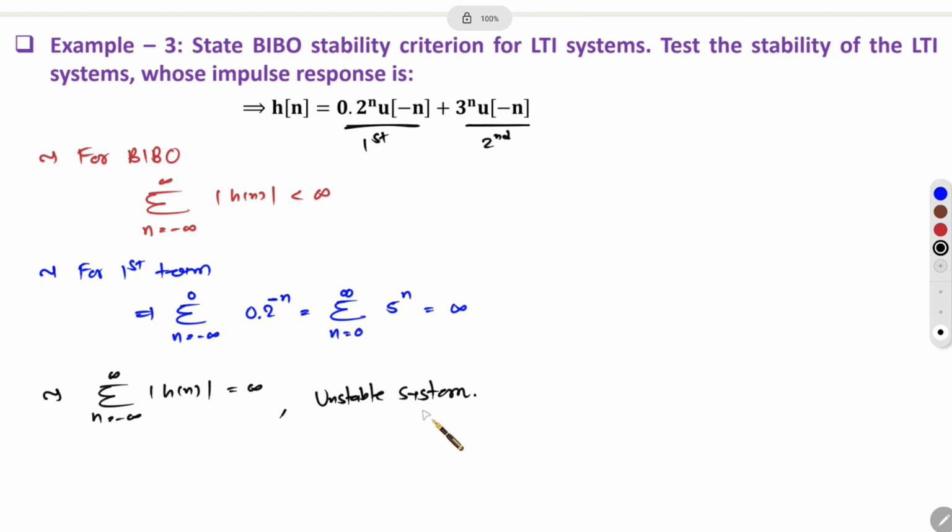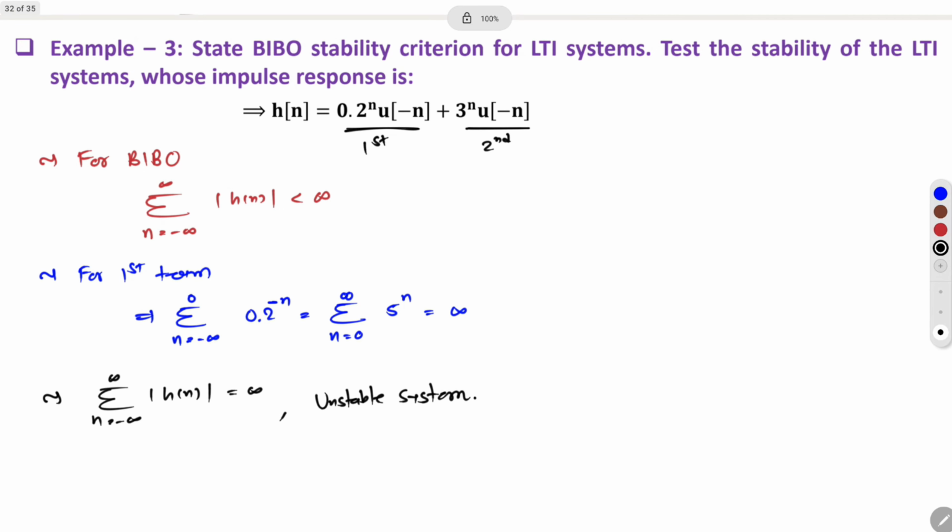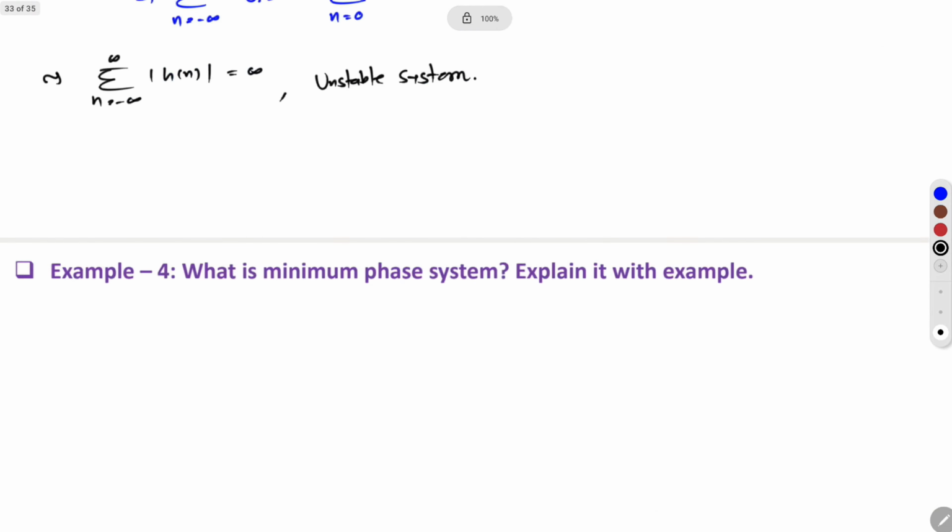So always remember, when you check for the BIBO stability criterion, at that time the summation of the impulse response, where n ranges from minus infinity to plus infinity, should have a finite value. Otherwise, the system will be an unstable system, right? Now, let me explain example number 4.